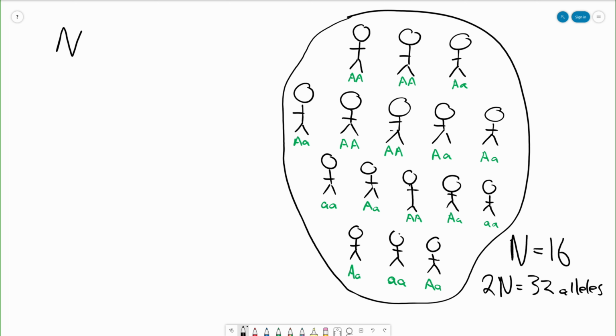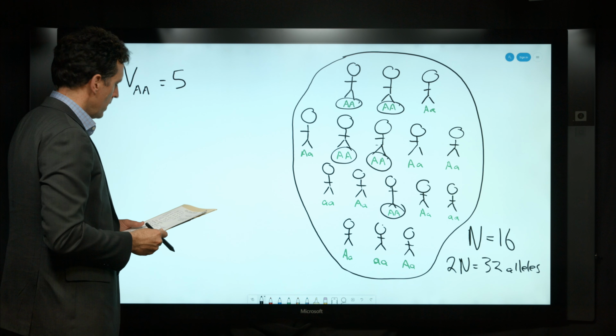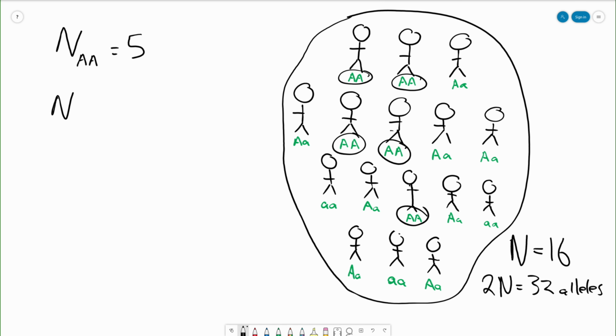So let's talk about how many of the big A genotype we have in the population. We just need to go through and count. There's 1, 2, 3, 4, and I see there's a fifth right there. And so we have 5 big A genotypes in the population. Let's do that for our other genotypes as well. So for the heterozygote, big A, little a, we have 8 of those. And for the homozygote, little a, we have 3 of those.